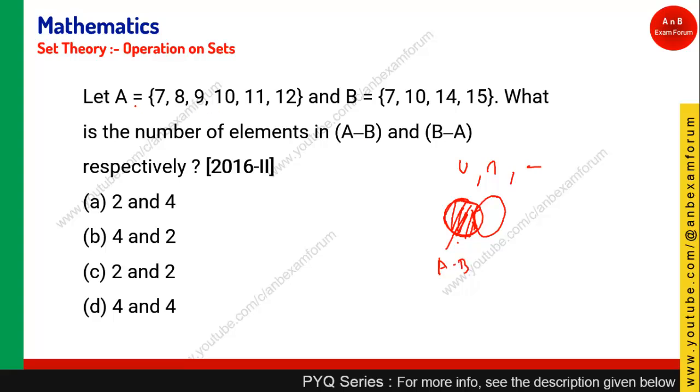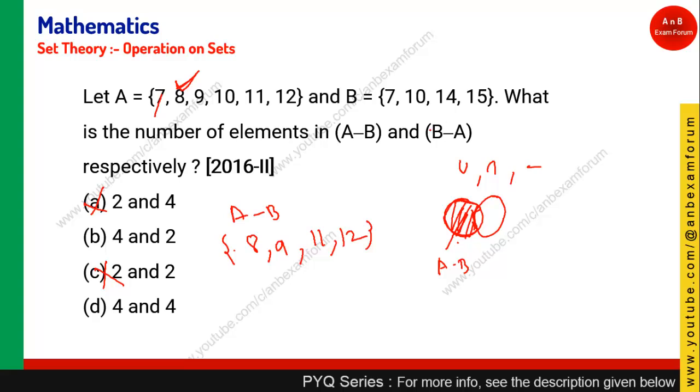Okay, so let's see. So those elements which are present in A but not in B, that is A minus B. So 7 is present in B, so we will ignore. 8 is not present in B, so this will be one element. Okay, and the other will be 9, which is also not present in B, 11 is not present in B, 12 is not present in B. Whereas if you see 10 is also present in B. So there are 4 elements in A minus B. So you can simply eliminate options A and C. So you are left with options B and D.